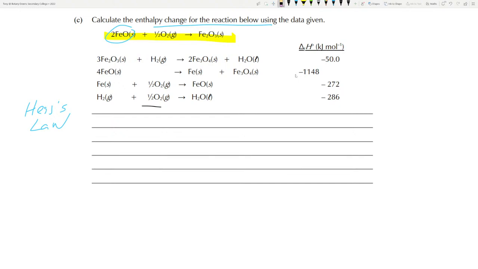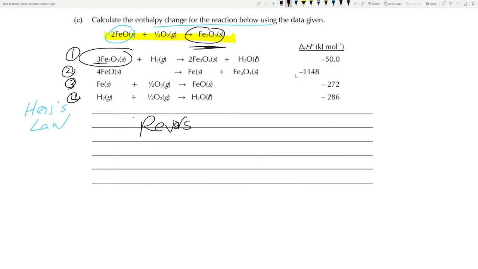So let's start with Fe2O3. I think this is probably the best one. Where is my Fe2O3? Here it is. There's no other Fe2O3 anywhere else. So what I want to do here: I need 1 mole of Fe2O3 on the right, and I have three moles on the left. If I number these reactions 1, 2, 3, 4, I want to reverse number 1 and then divide it by 3. So I put what's on the right to the left and what's on the left to the right, and divide them by 3.